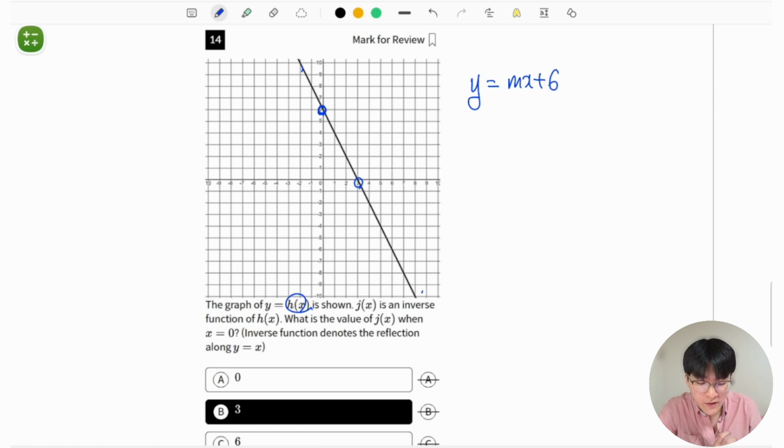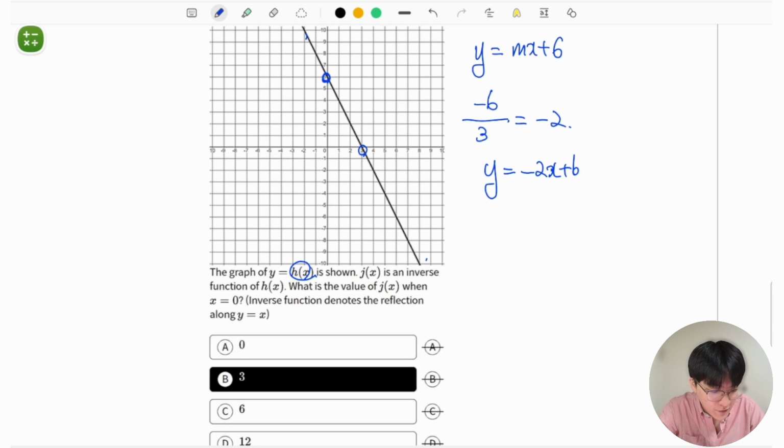And we know that y-intercept is 6 and x-intercept is 3. And therefore, the slope is rise over run. Rise was minus 6 and run was 3. And therefore, slope is minus 2. Therefore, we get y is equal to minus 2x plus 6. How do we find the inverse? We just switch the position of x and y and reorganize the formula in terms of y. I'll show you how to do that.